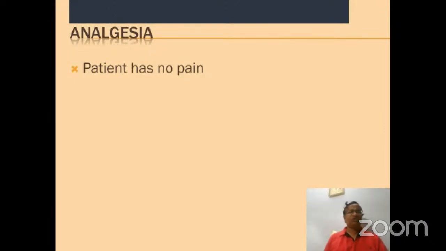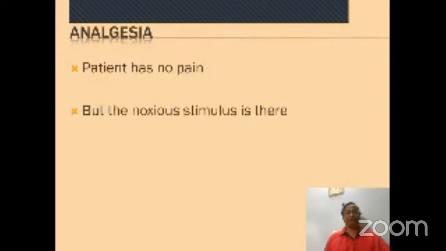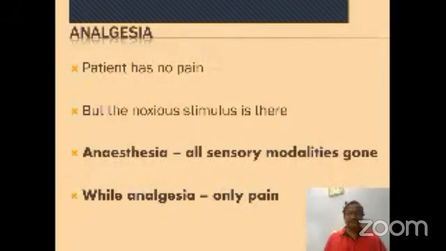Now we will go to some specific terms associated with pain. Patient has no pain, though he has the noxious stimulus. That is what is called analgesia. Patient has pain, but there is no painful stimulus. Then it is not called analgesia. Anesthesia means all sensory modalities are gone, while analgesia means only pain is gone.